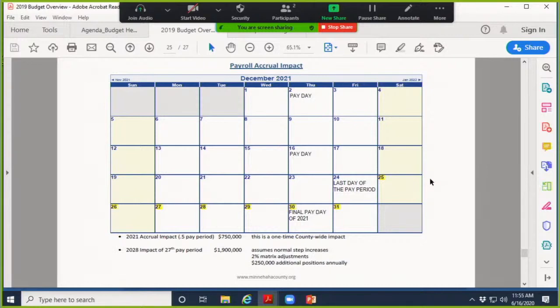And then the last item is the matrix adjustment. 2%, Carrie? Yeah. That's what's built in right now, which was what was negotiated in union contracts for a number of our employees for this year. Anybody have concerns at that level? Okay. So then it's back to Kim's show.